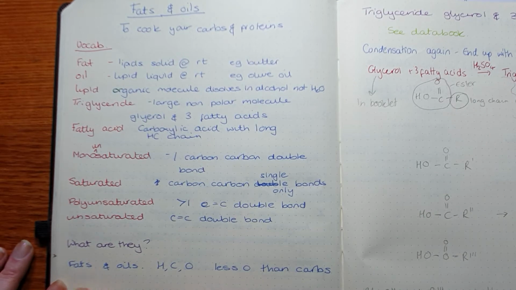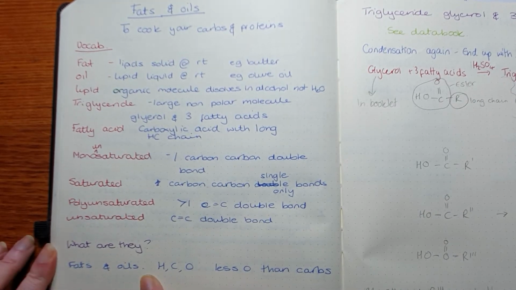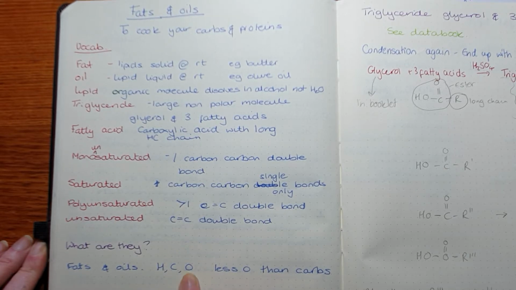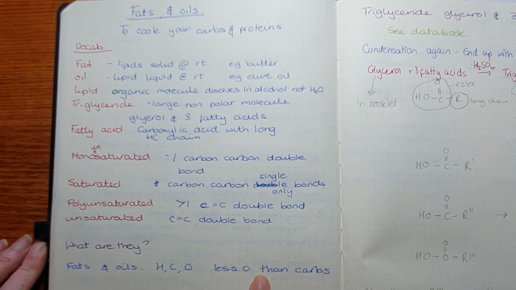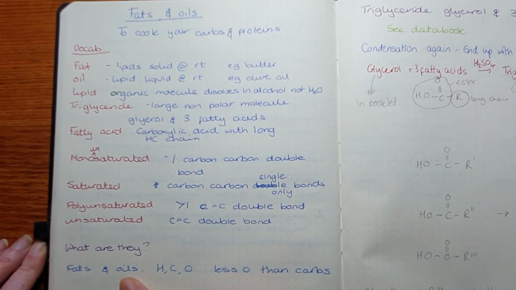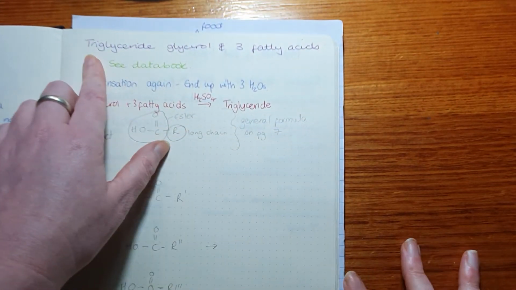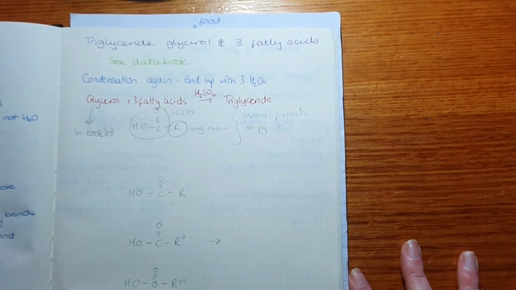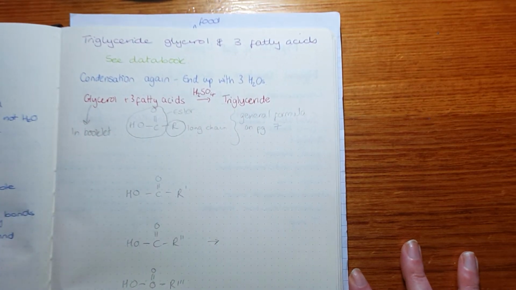So with our fats and oils, we're looking at organic molecules with hydrogen, carbon and oxygen only, and we've got fewer oxygens than our carbs. They're not going to ask you this kind of question. The questions they are going to ask are around triglycerides. Triglycerides are a glycerol and 3 fatty acids. So what does this mean?